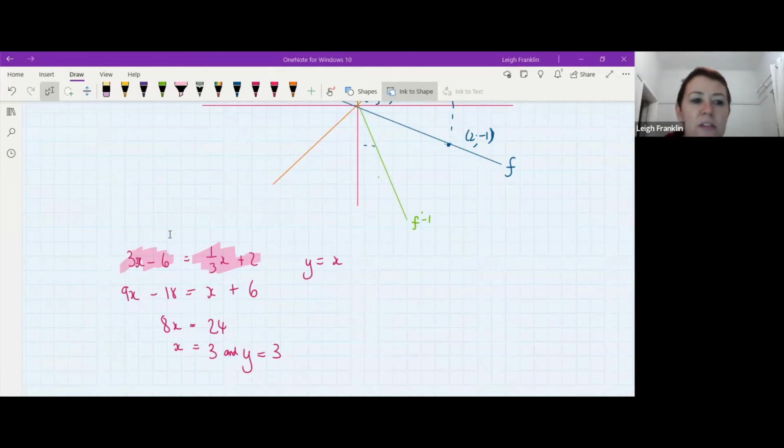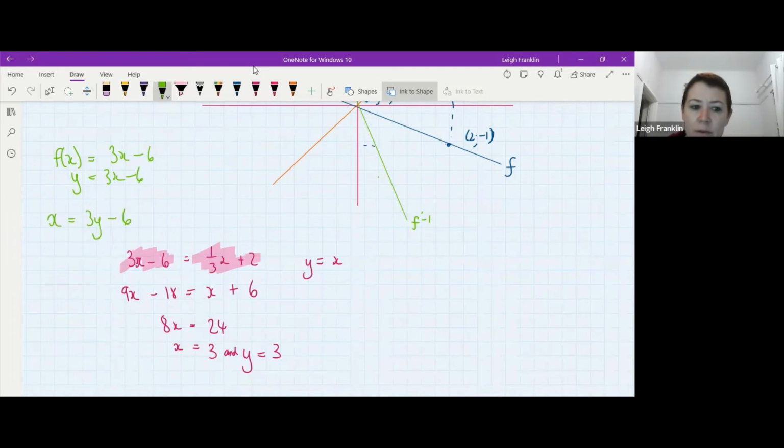Okay, so these two functions are the inverse of one another, all right? So if my original f of x is equal to 3x minus 6, that means that y equals 3x minus 6. So now when I do the inverse, I've got to interchange x and y, okay? So that gives me x equals 3y minus 6.